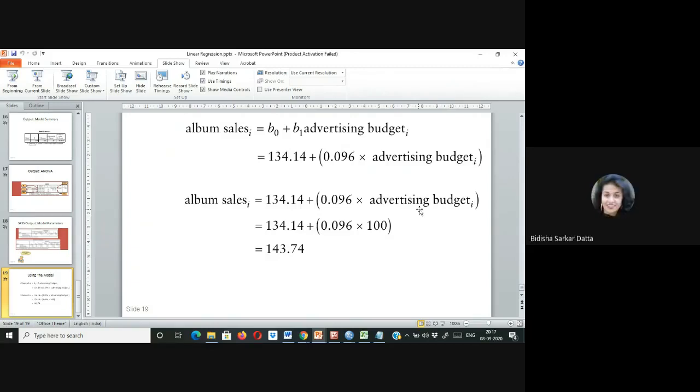Yes, sir. Any confusion till here? No. Clear? Yes, sir. Okay. Sir, will we do multiple regression tomorrow? Yes, sir.